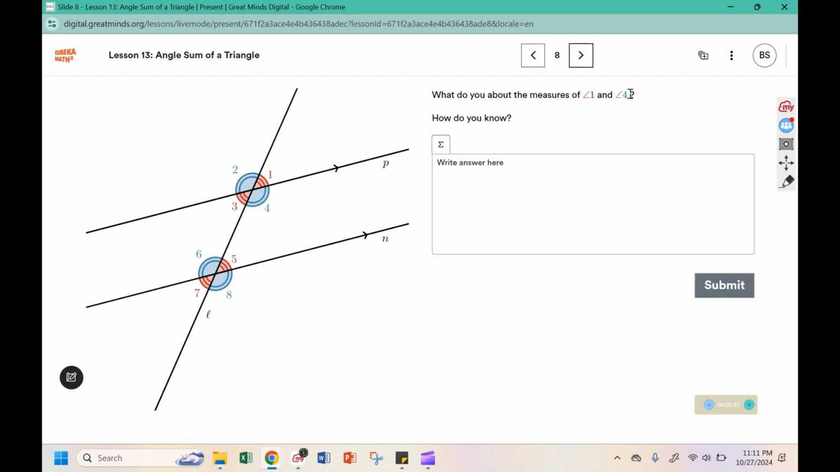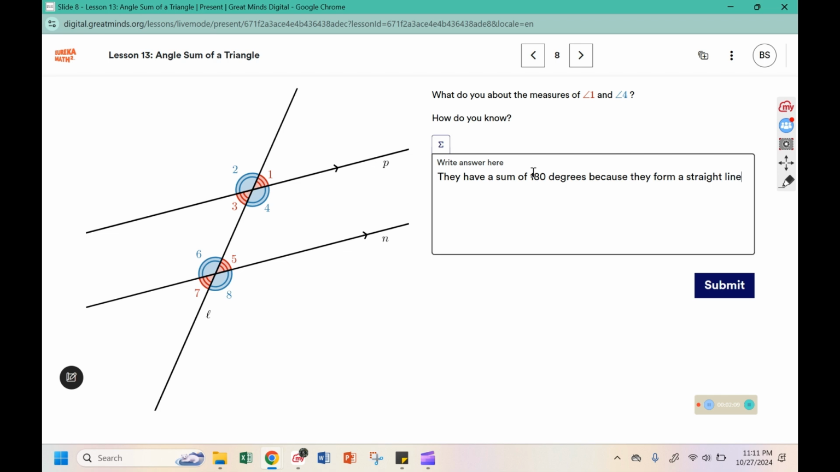What do you know about the measures of angle 1 and angle 4? They form a straight line, so they are 180 degrees. We've also referred to that straight line forming 180 degrees as a straight angle, or we can say that they are supplementary.